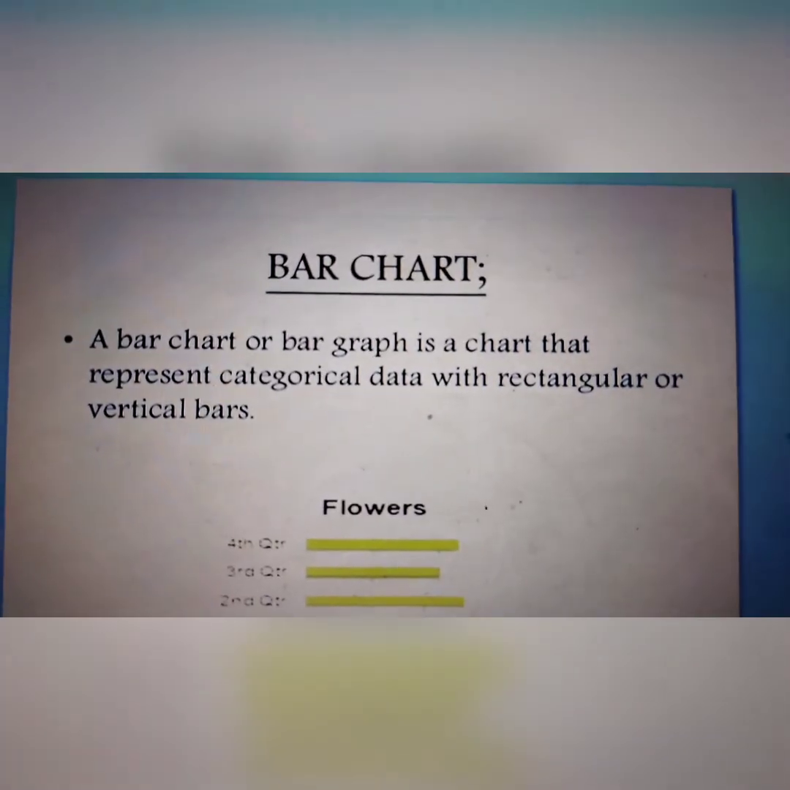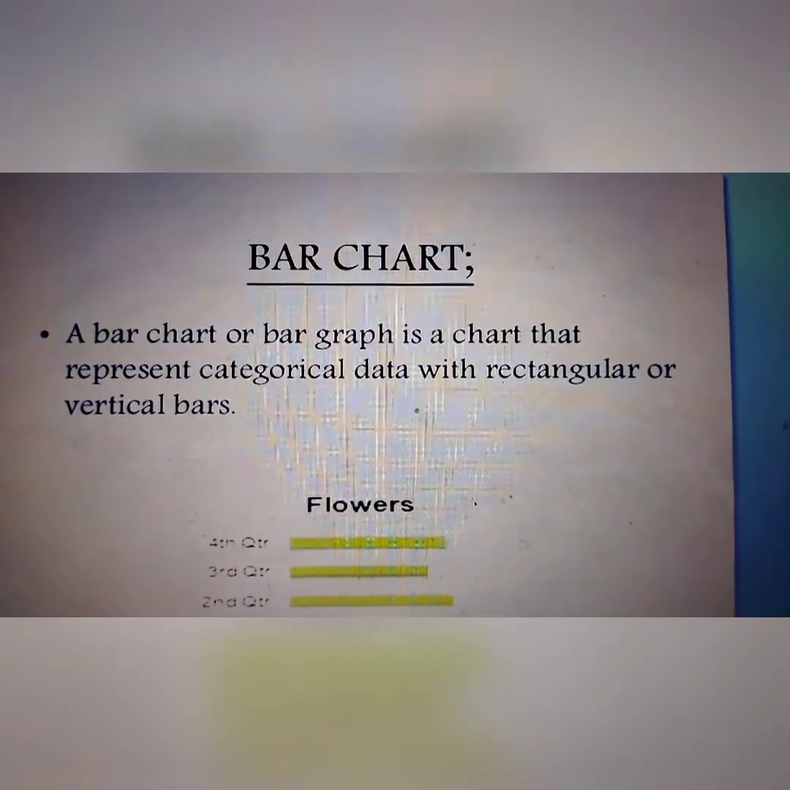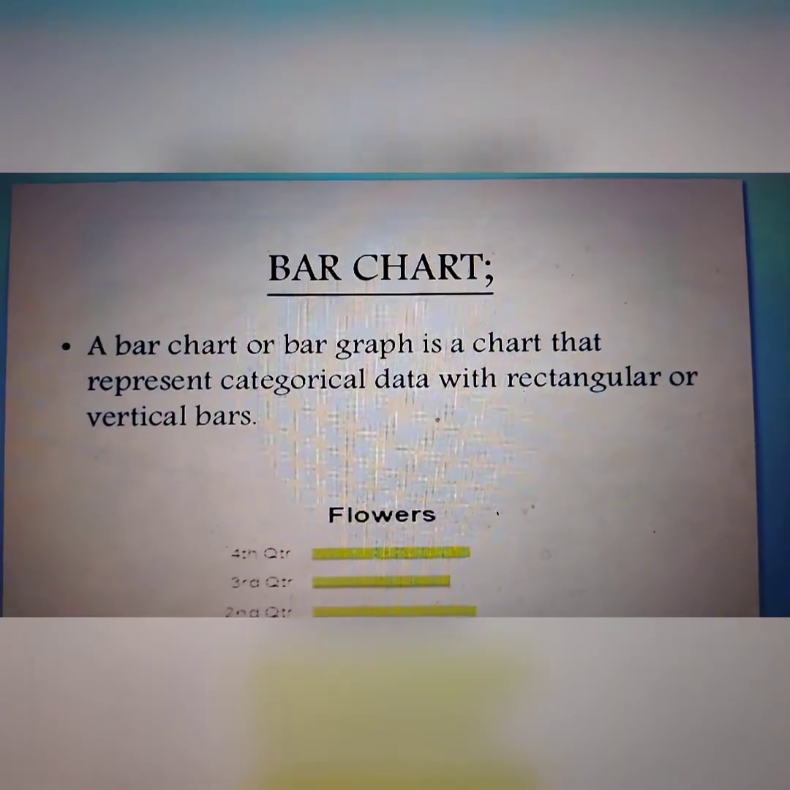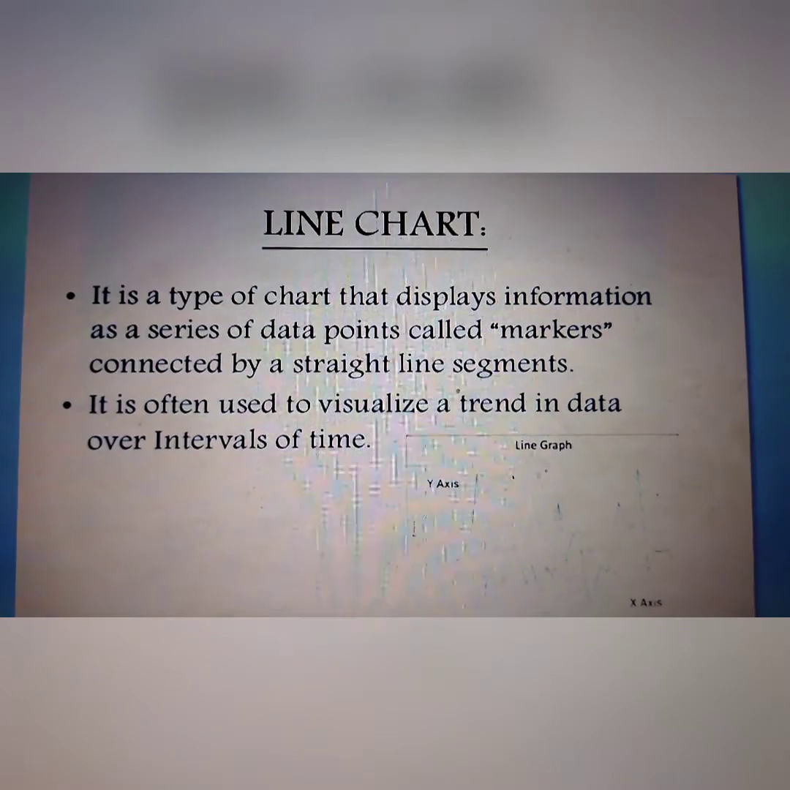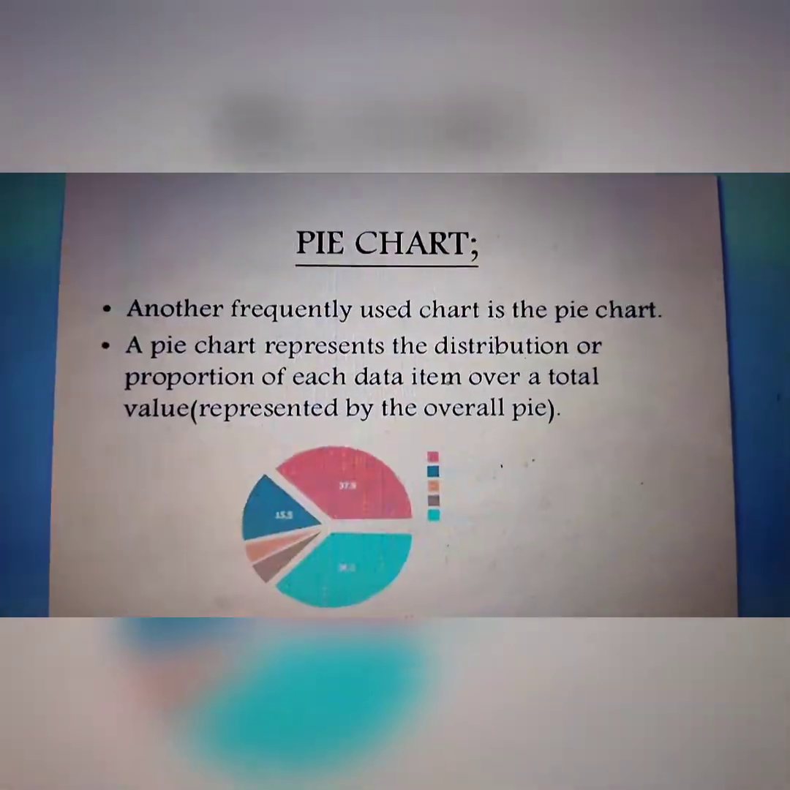Next chart, students, is your bar chart. A bar chart or chart graph is a chart that represents categorical data with rectangular horizontal or vertical bars. Next is your line chart. It is a type of chart that displays information as a series of data points called markers. Now next is your pie chart.